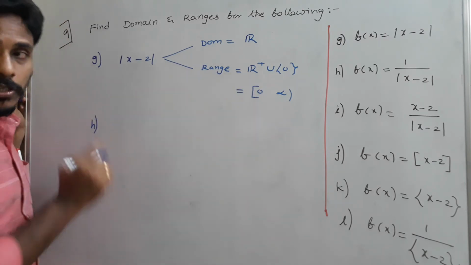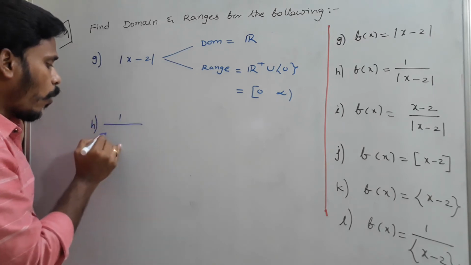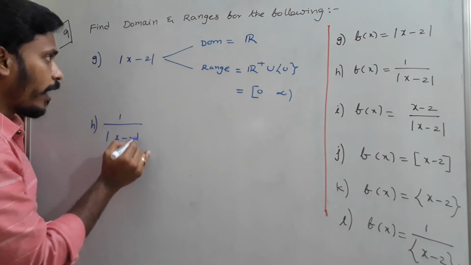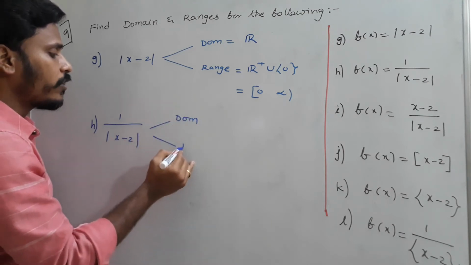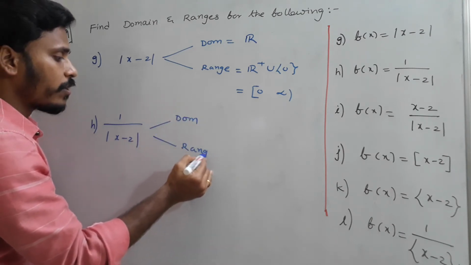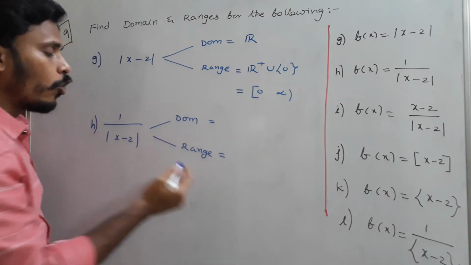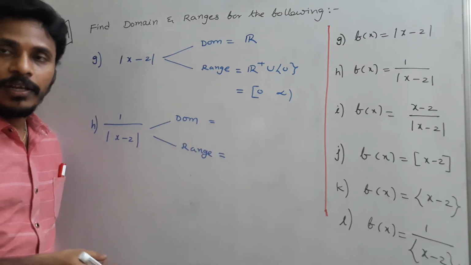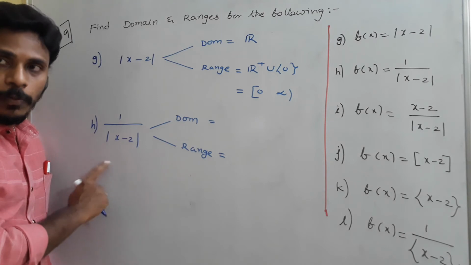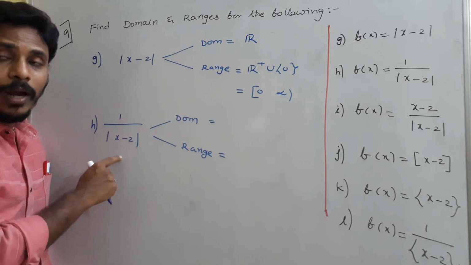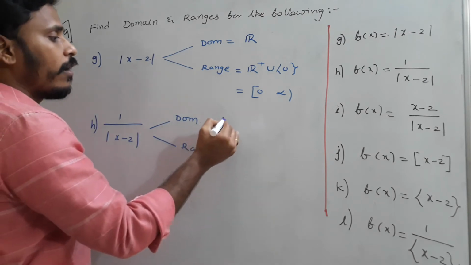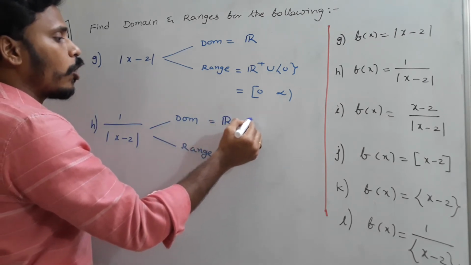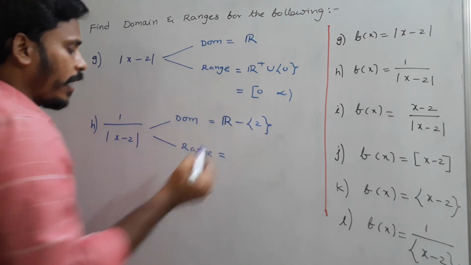Then coming to h. Now our function is 1 by modulus of x minus 2. Just think about it: what is the domain and what is the range? As we discussed, if the denominator is 0, then the value is not defined. Since the denominator is mod x minus 2, it will become 0 at x equals 2, and that's why for this function the domain is all real numbers except 2.